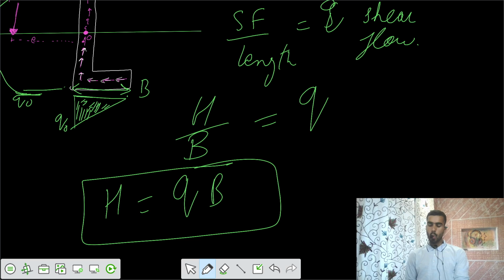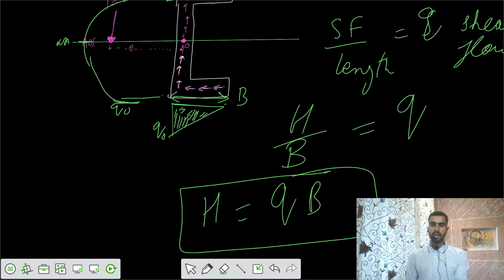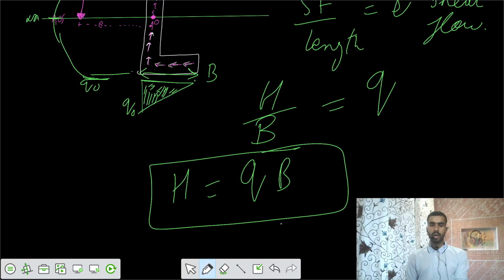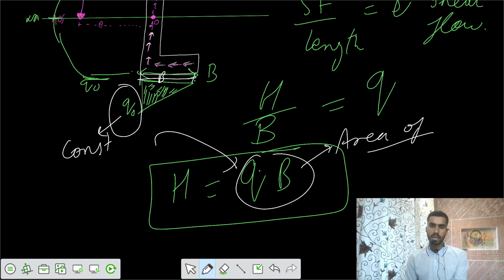But the thing is, it would be that if q were a constant value. Along the width b, q is not constant. You could multiply this one, and this would be the area of the rectangle. But we have a triangular variation of the shear flow.